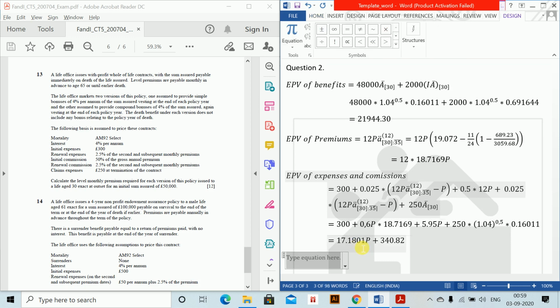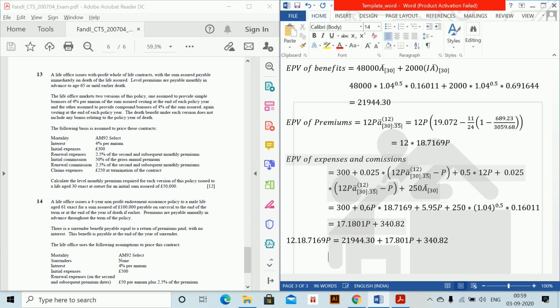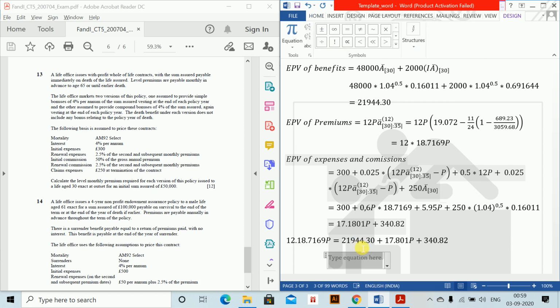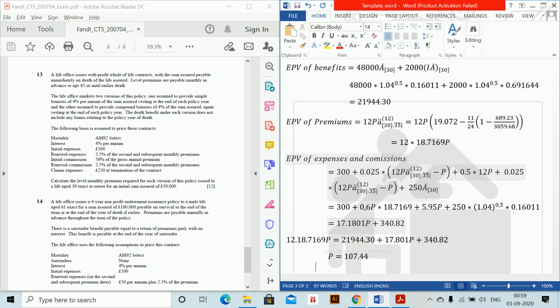So EPV equals to 12 into 18.7169p is equals to 21944.30 plus 17.801p plus 340.82, which is equals to, leading to P is equals to 107.44. So this is under simple.